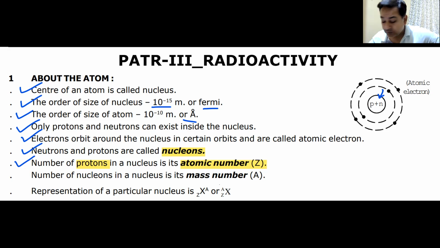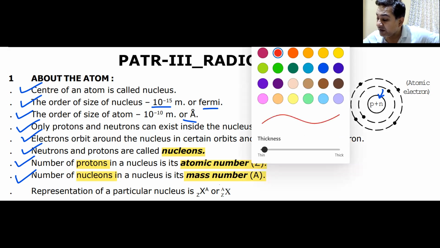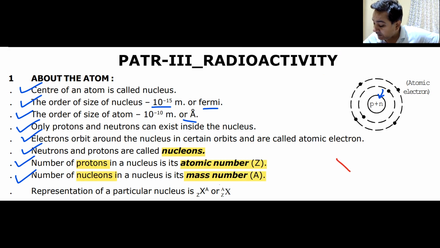Then, sir, the total number of nucleons. When I say nucleons, what do I mean? Neutrons plus protons. The total number of neutrons plus protons. If I add these two, I will get the mass number A. Remember mass number and atomic number, and also remember how I represent the atom. The atom is represented like this. X is the symbol of the atom. Z comes here, A comes here, or it may be written like this. This is what you have to write.